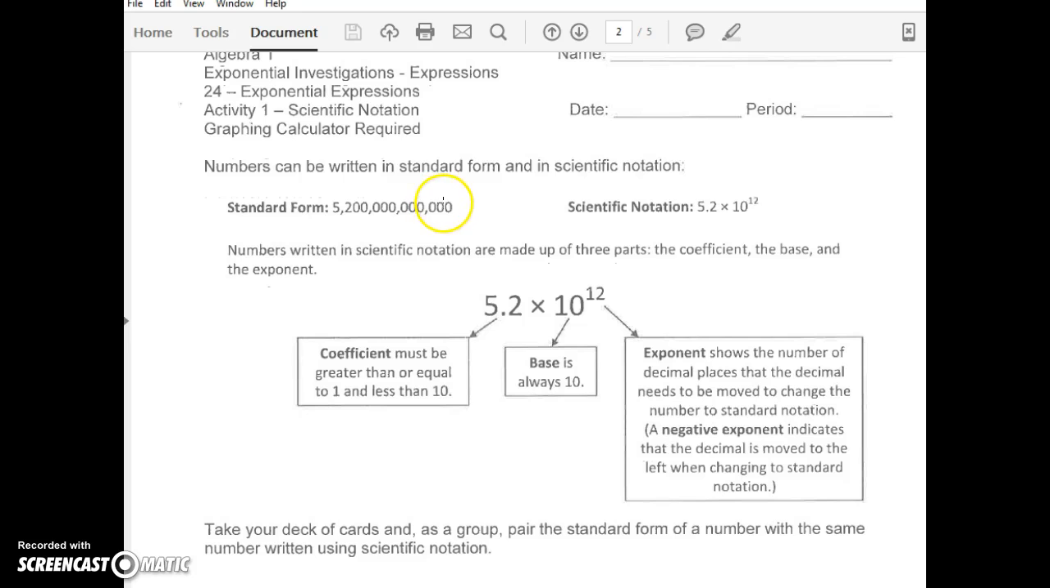And that's what we have up here. If this was a negative 12, that would indicate I moved to the left. So starting here, I move to the left 12 spaces. And any place that I have an empty space, I just fill in zeros.